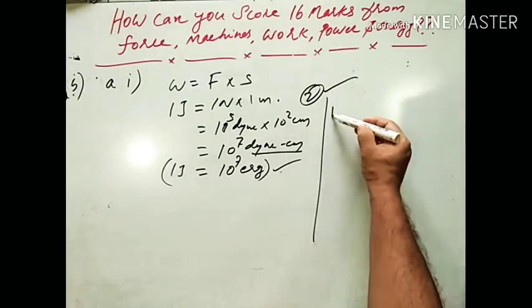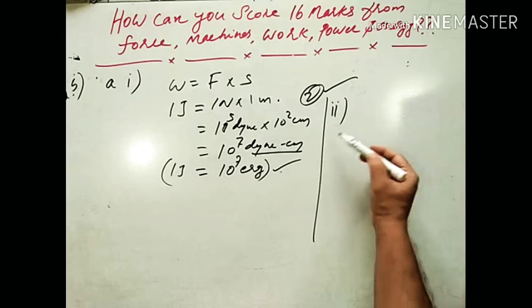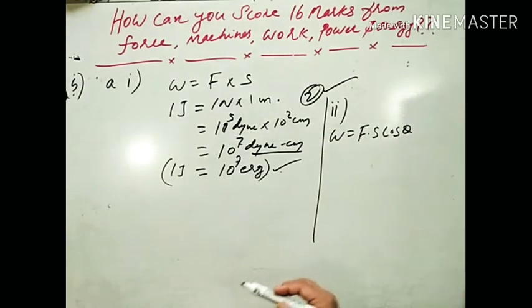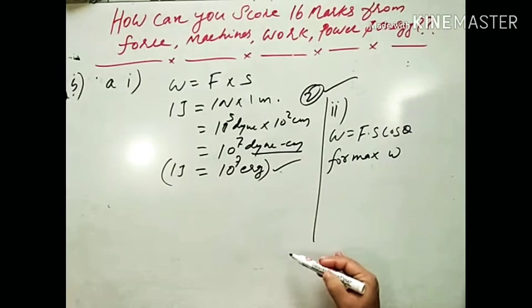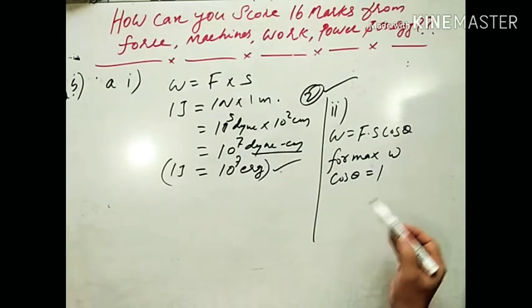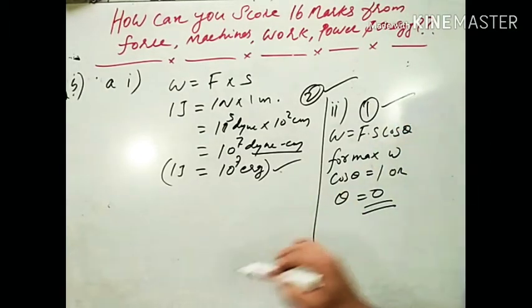And what is the second part? A force acts on a body and displaces it by a distance of s in the direction at an angle theta with the direction of force. What should be the value of theta to get the maximum work? So we know that W is equal to Fs cos theta. Write the formula. For maximum work, cos theta should be 1, right? Cos theta should be equal to 1, so theta should be 0, cos 0 is 1. You will be awarded 1 mark if you show these steps.